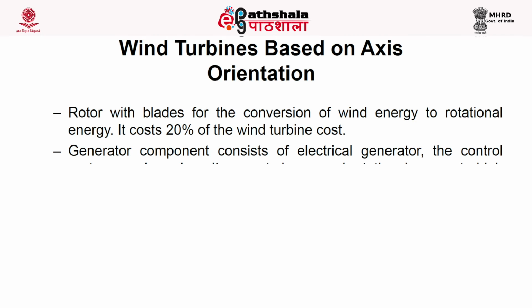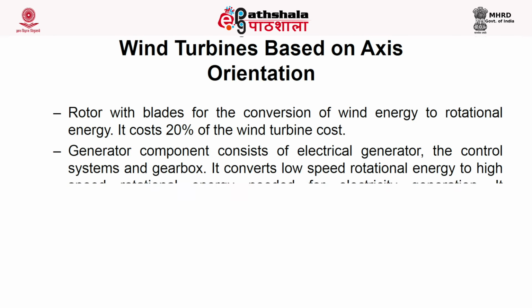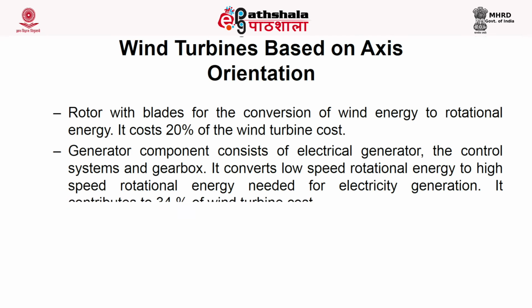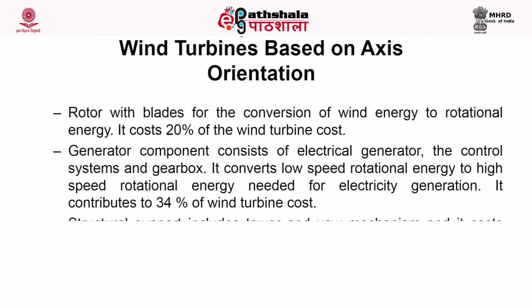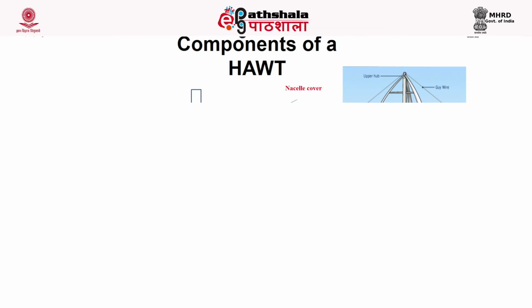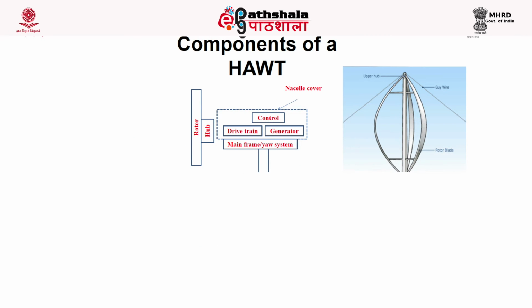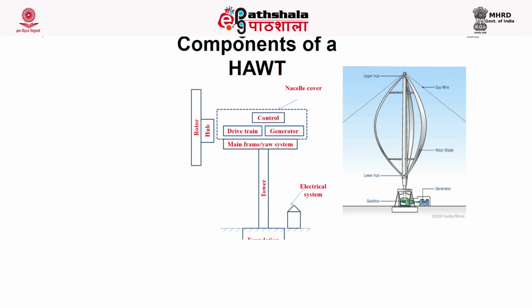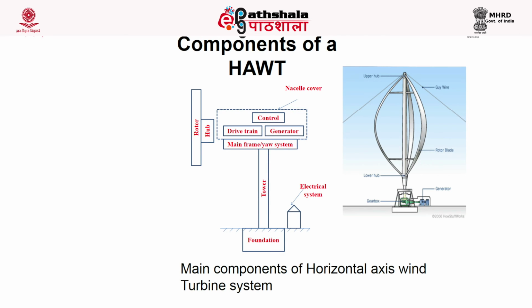The generator component consists of the electrical generator, control systems and the gearbox. It converts low speed rotational energy to high speed rotational energy, which is needed for electricity generation. It contributes 34% of the wind turbine cost. And the structural support includes the tower and yaw mechanism, which cost around 15% of the turbine cost. This is the pictorial representation of the main components of a horizontal axis wind turbine system.